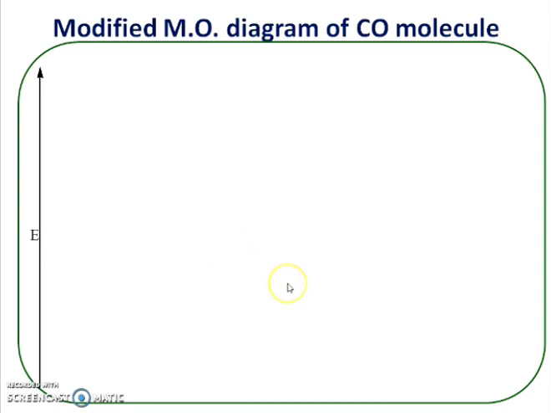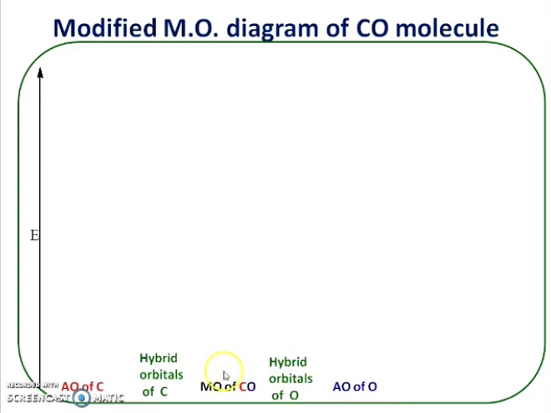Energy increases from bottom to top. To the left side, atomic orbitals of carbon are shown as well as hybrid orbitals of carbon. To the right side, atomic orbitals of oxygen and hybrid orbitals of oxygen. At the center, there are molecular orbitals of carbon monoxide. At carbon, there is a 1s orbital which has the lowest energy, then 2s having slightly higher energy. There are 3 p orbitals, px, py and pz, having the same energy.